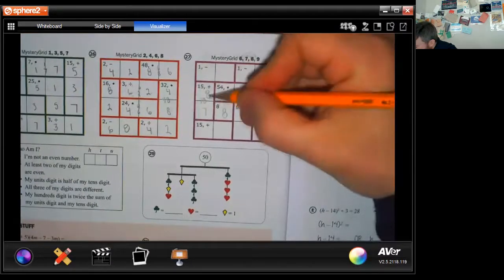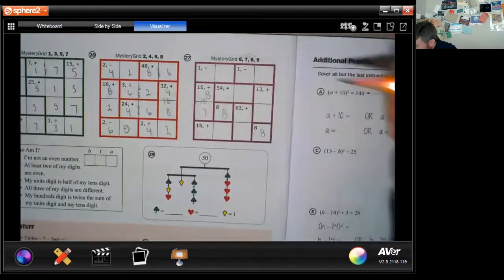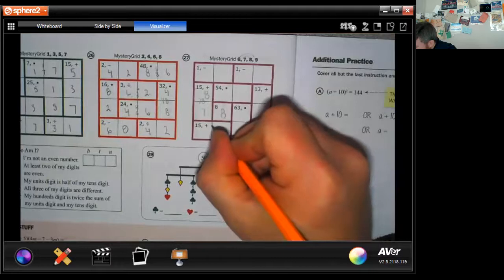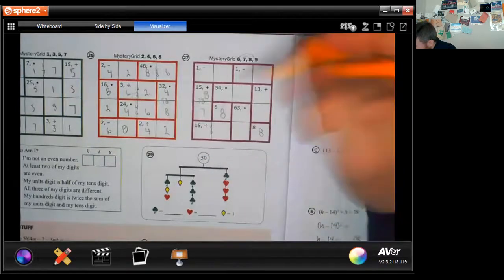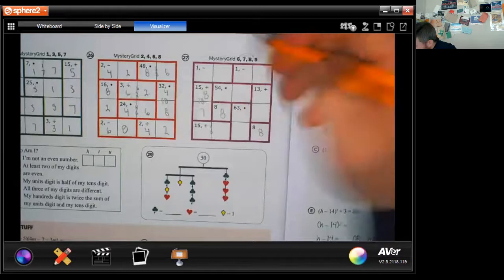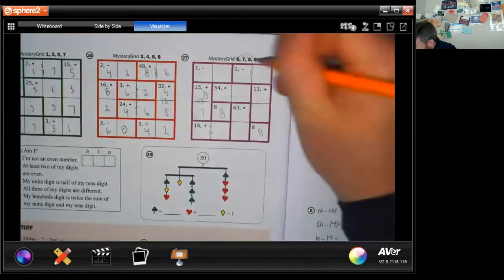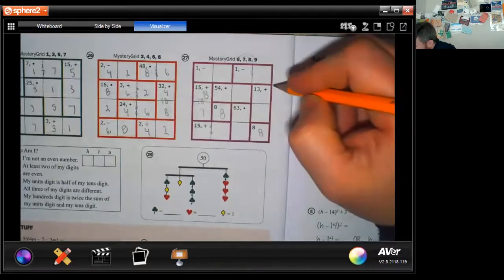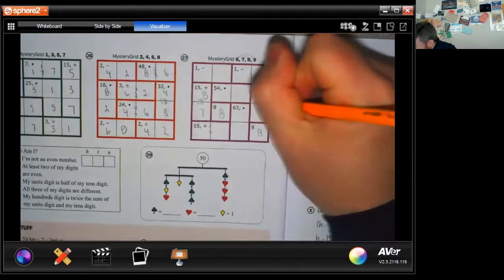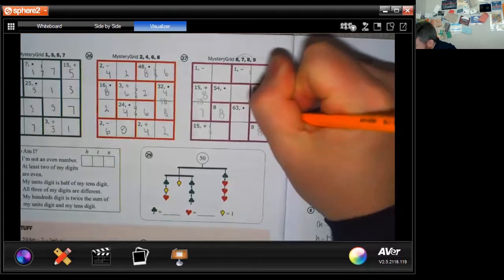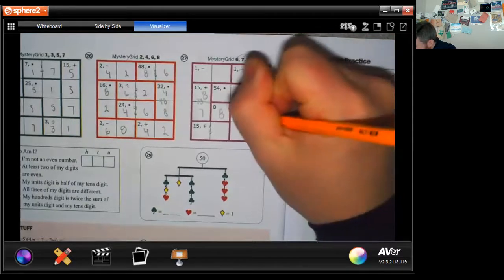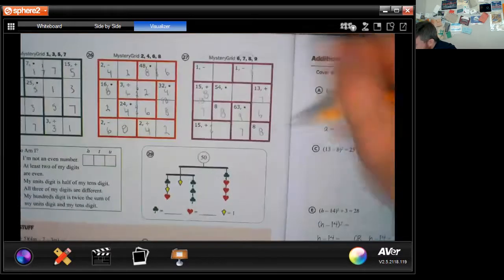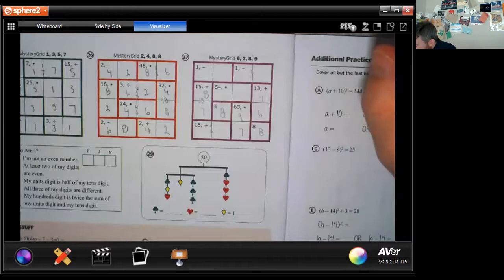I just plug those in, not knowing. So I'm guessing that this one is 9 and 6. So 8 must go here. I don't know if that's a 9 or 7. Add to get 13. 6 and 7. So this is 9. 9 times 7 is 63.